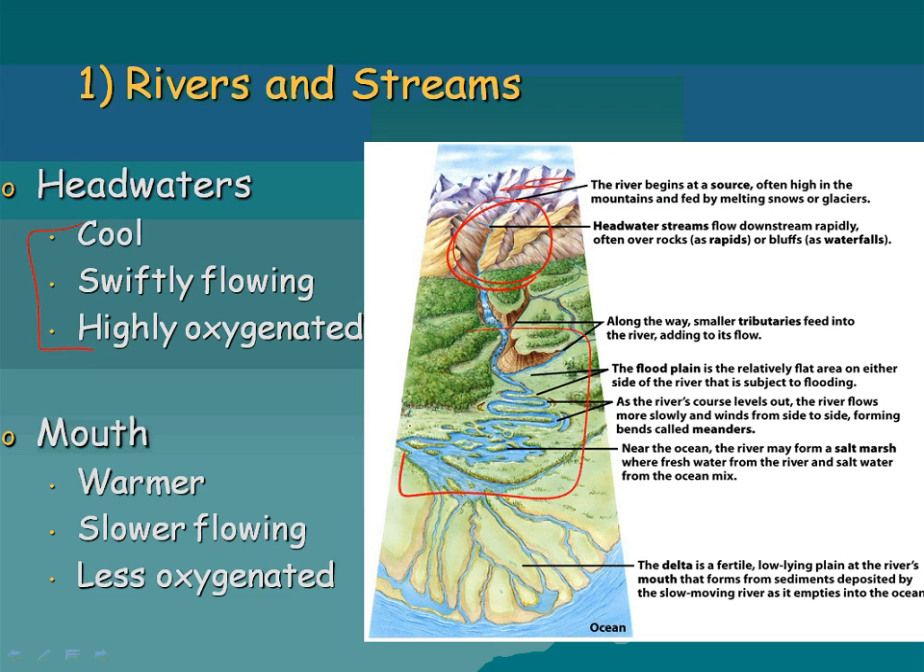And so the mouth is going to be this area closer to the ocean, and it's going to be warmer. It's lower in latitude. It's farther away from the original source of snow. It's slower flowing. It's flatter. It also tends to be broader, and it's less oxygenated. It's, for the reasons I mentioned before, kind of the opposite of that. It's not flowing as quickly, and so you're not mixing it up with the atmosphere as much and getting as much oxygen in it, and also it's warmer, and oxygen is going to evaporate from the water more quickly. Okay, so that's rivers and streams.